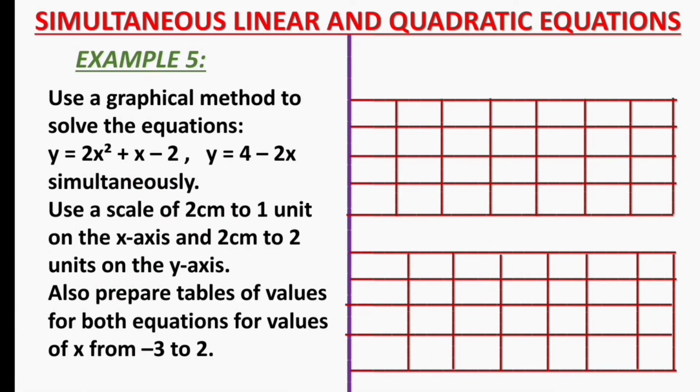Moving on, let's see our final example for simultaneous linear and quadratic equations. Example 5. Use a graphical method to solve the equations. The first equation is a quadratic equation, which is y is equal to 2x squared plus x minus 2, while the second equation is a linear equation, which is y is equal to 4 minus 2x. We are solving these two equations simultaneously.